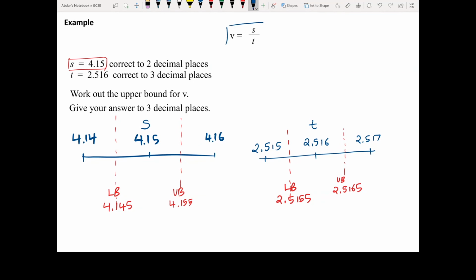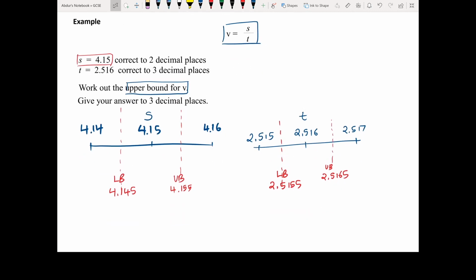The calculation is V is equal to S over T. Remember, we want to find the upper bound value for V. To get the highest possible value for V, what calculations must we do? To get an upper bound value, we need an upper bound for S, divided by a small number in order to make V as large as possible. So V upper bound is S upper bound divided by T lower bound. Notice it's not both upper bound, because when you divide by a smaller number, your answer becomes bigger.